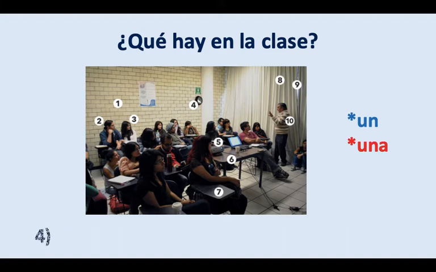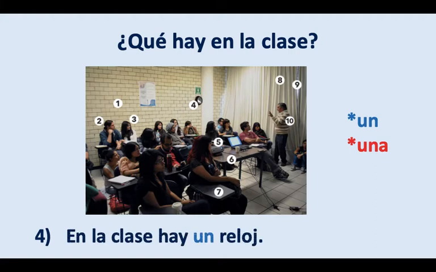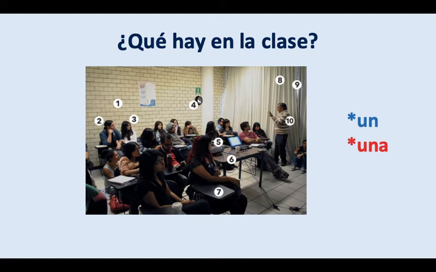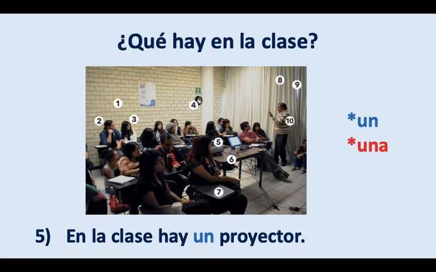Let's continue. ¿Qué hay en la clase número 4? En la clase hay un reloj. And by the way, could you just answer hay un reloj? Is that a complete sentence? Absolutely. There is a clock. But I'm having you do that practice, get that muscle memory. I want you to pronounce that beginning of the sentence repetitively. En la clase hay un reloj. Número 5. ¿Qué hay en la clase? En la clase hay un proyector.